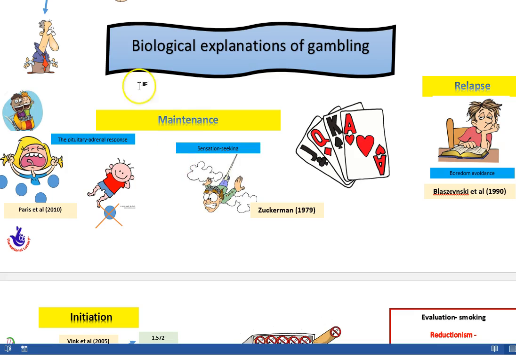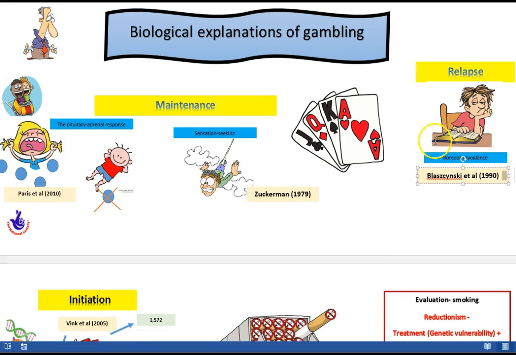So these are two different reasons that they give for why gamblers maintain their particular behavior, so biological reasons. And obviously, when it comes to relapse, what this explanation says is that the reason why gamblers tend to relapse is simply because they're trying to avoid being bored, probably because they're quite high sensation seekers in the first place. They don't like feelings of not doing anything much or not stimulating themselves in any way. So they gamble to avoid being bored.